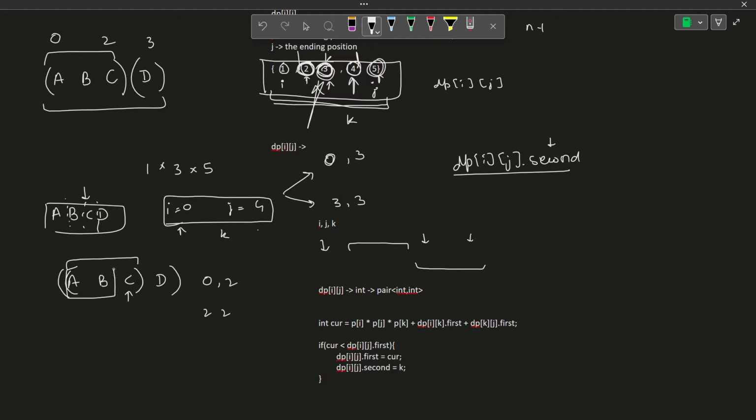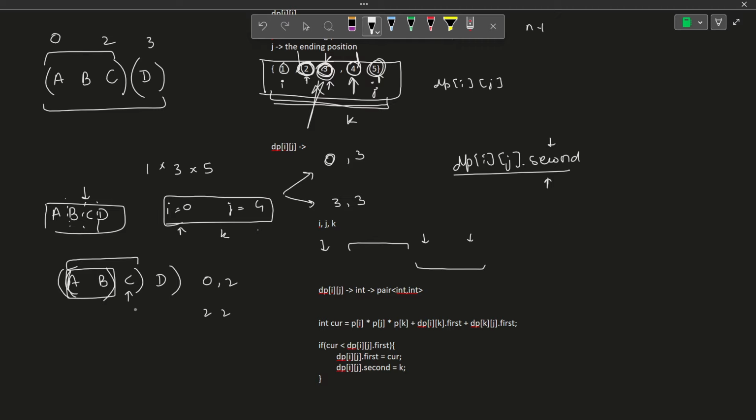0 to 2 will be called here in this particular position, and then I again put a bracket here. So basically what I'm trying to do is figure out the middle point which I've already computed and saved, and I'm just trying to simulate the whole process.